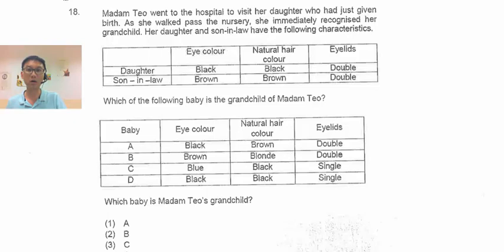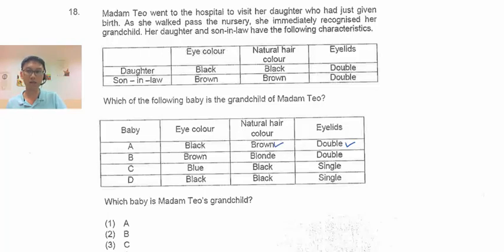The daughter has a black eye color. Son-in-law has brown eye color. Natural hair color, black and brown. Eyelids are both double. Okay? So let's look at baby A. Baby A, eye color is black, most probably from the daughter. Natural hair color is brown, most probably from the son-in-law. Eyelids are double. Okay.